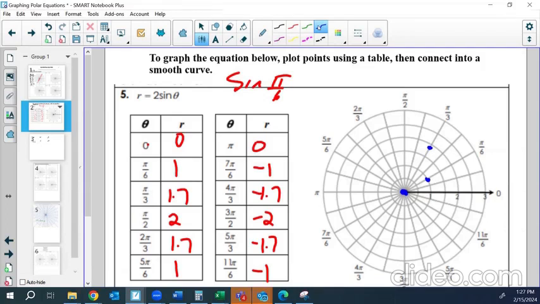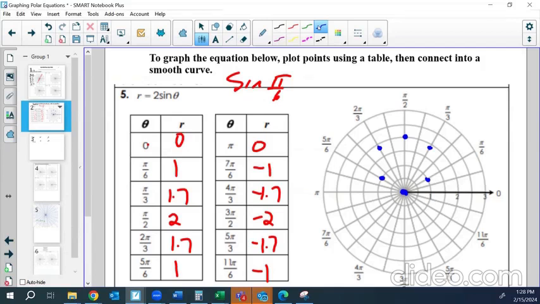When it's pi over 2, R is 2. So that's pi over 2, R is 2 right there. And then next one is 2 pi over 3. That is 1.7. 2 pi over 3 is right here. 1.7 is going to be right there. And then 5 pi over 6, we have 1. And 1 is right here. Okay. And then again, when the angle is pi, we're back at 0.